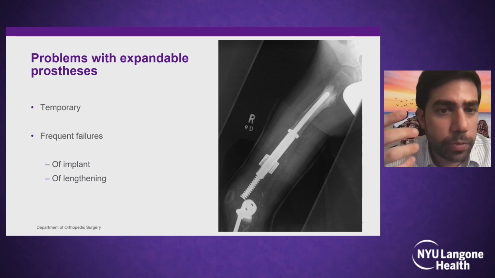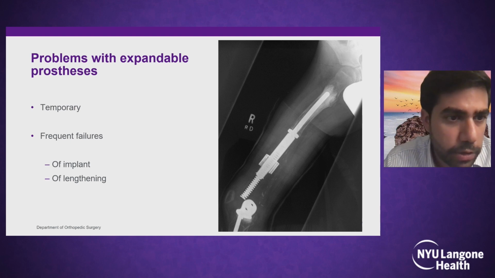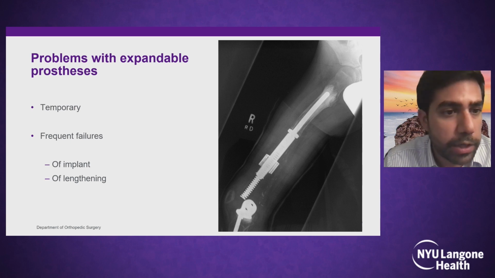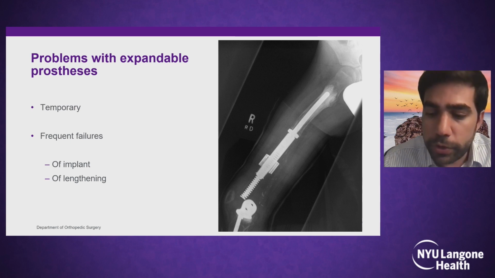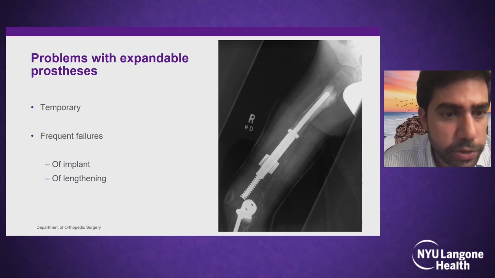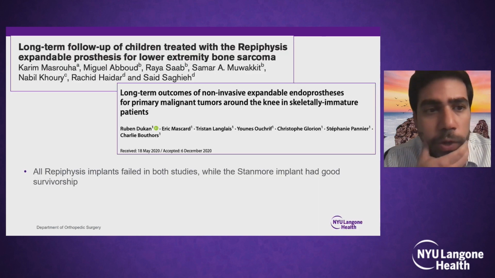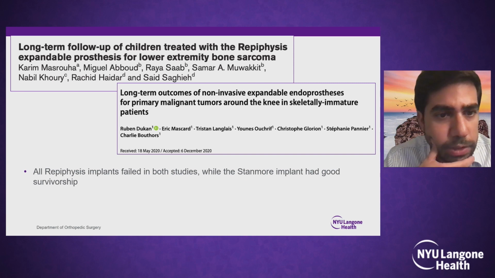These patients, and their parents, should be counseled that these are temporary implants. They need to be removed as soon as lengthening is done, and replaced with a more sturdy, more permanent implant. And so that's a lot of surgery for these young patients. Failures are usually of the implant, such as this, where the spring mechanism completely dislocated, fractures of that as well, and failures of lengthening.